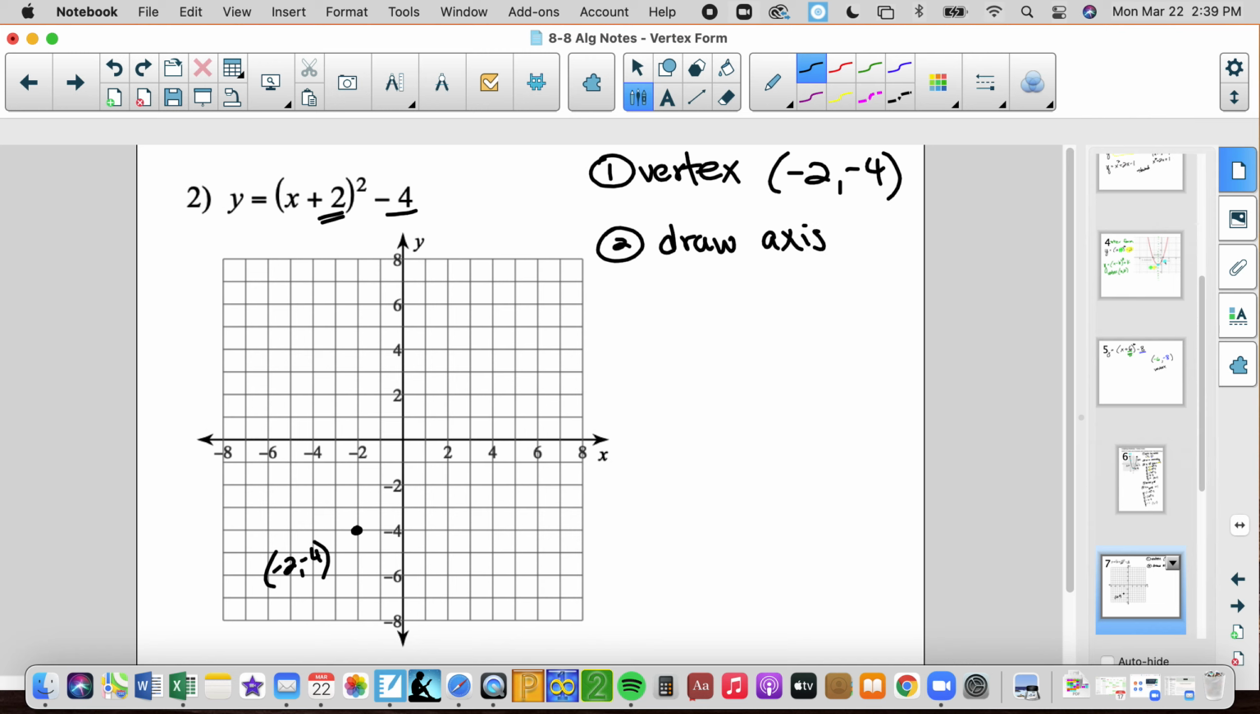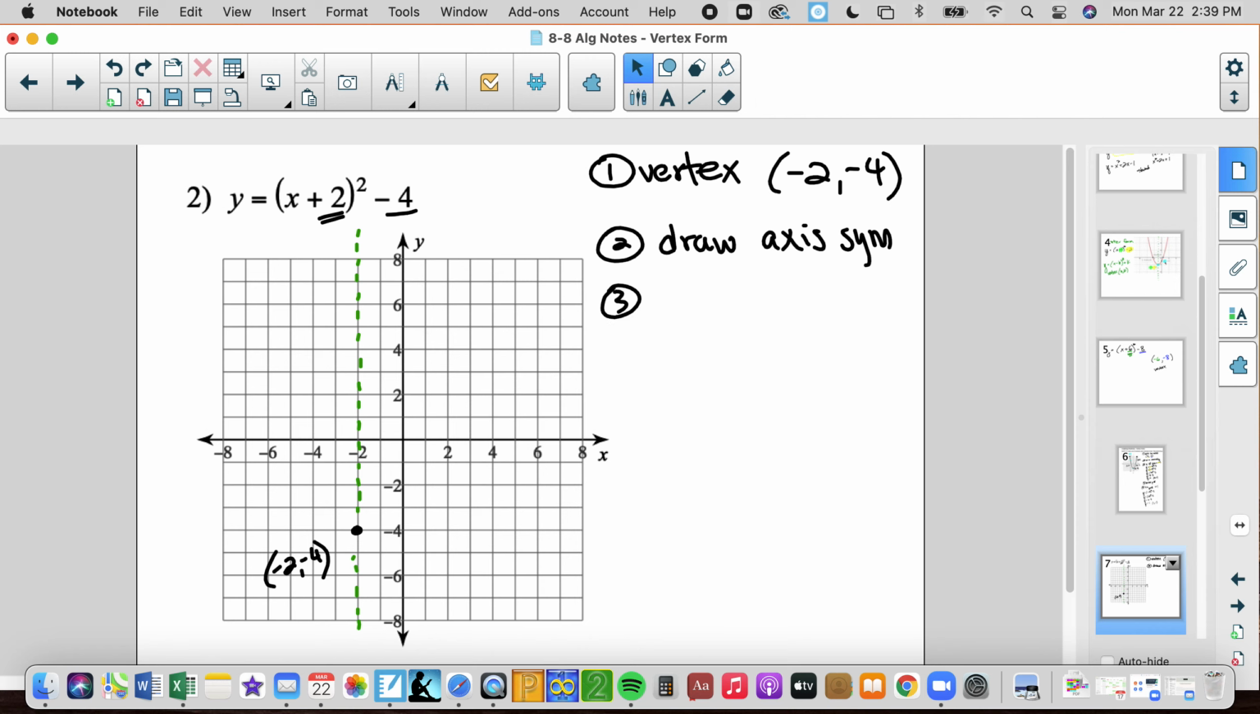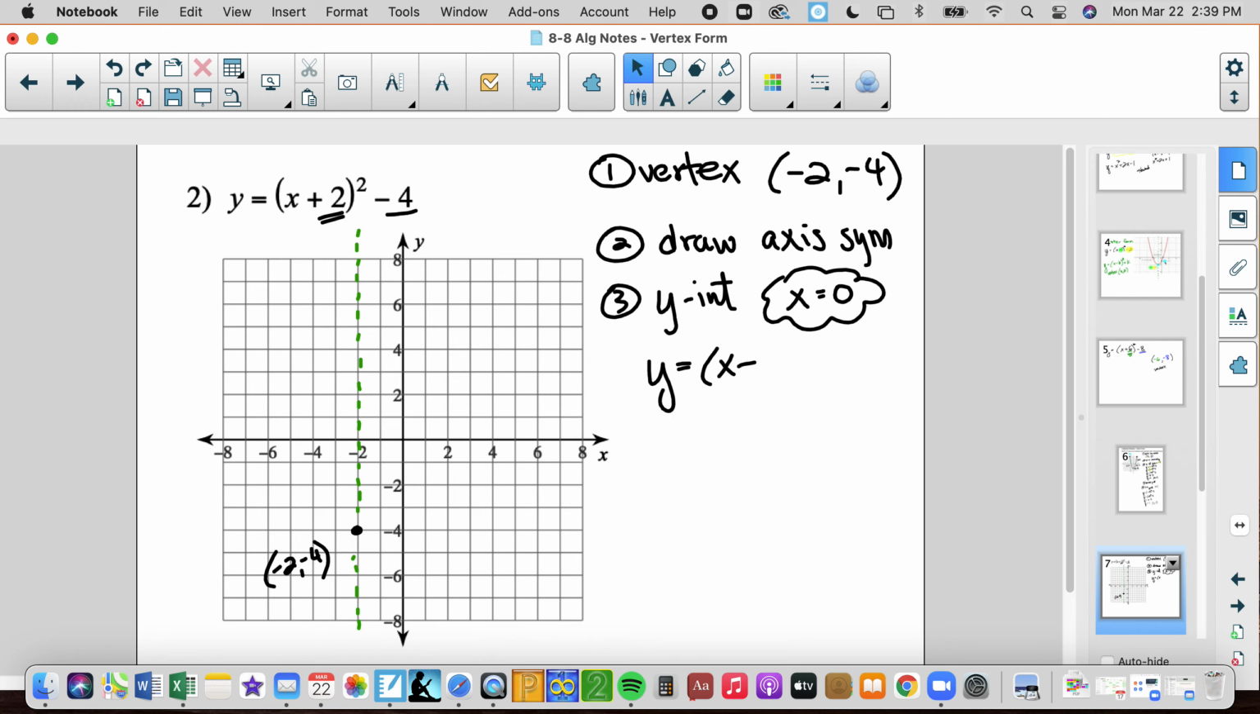Now, part 2 is to draw the axis of symmetry. We need the axis of symmetry because this is what we're going to reflect our points across. So very important. So we drew our axis of symmetry. Our next thing is going to be find the y-intercept. We need to remember that when you find the y-intercept, you plug in 0 for x. So we take the equation y equals x plus 2 quantity squared minus 4, and we're going to plug in a 0 for x, and then we're going to simplify.